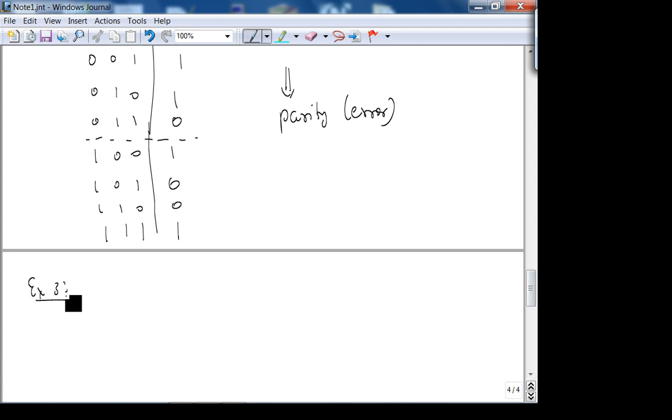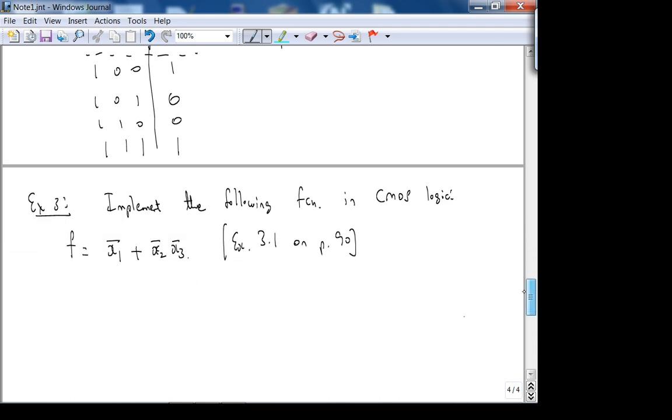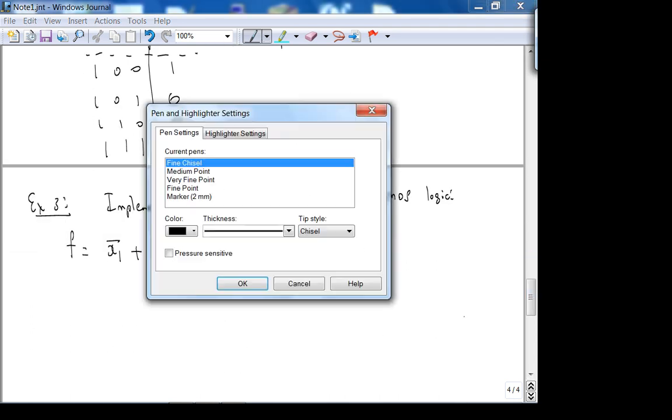So example 3 is: implement the following function in CMOS logic. F is some function, X1 not or X2 not and X3 not. For those of you who have the third edition of the book, this is example 3.1 on page 90. So if you have the book, you can look at it. And obviously, I'll put this in red: use minimum number of transistors.